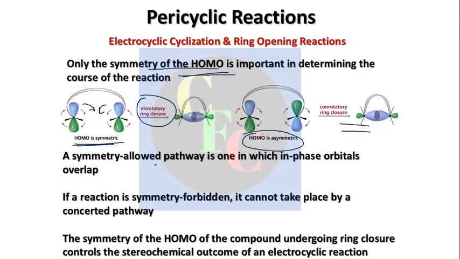Now this is a symmetry allowed pathway in which the phase orbitals will overlap, and the reaction will be forbidden if it is not symmetry allowed. If it is symmetry forbidden, then it will not take place in this concerted pathway. Concerted means at the same time the electrons reorganize: the pi bond breaks, the other pi bond shifts and the sigma bond forms. That's why they are called concerted pathways. And the symmetry of the HOMO of the compound undergoing ring closure controls the stereochemical outcome of the electrocyclic reaction. So the HOMO of the compound is very important in this electrocyclic cyclization.